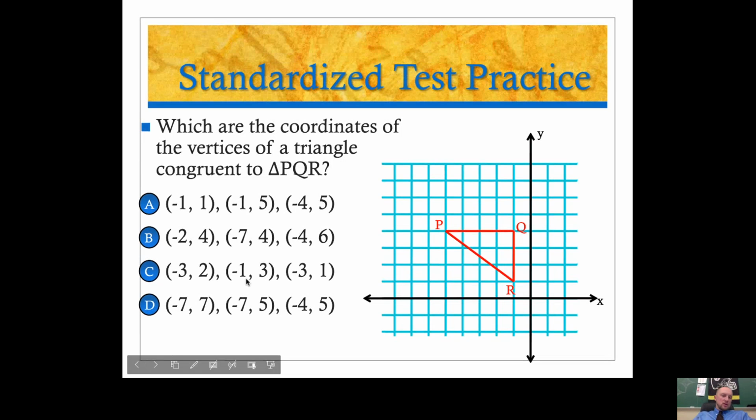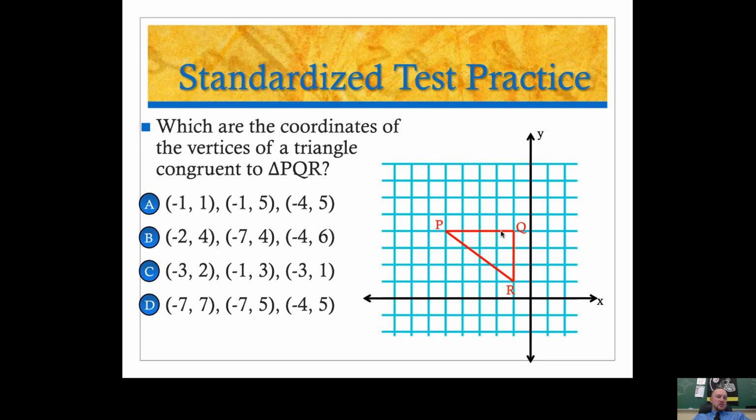This is part 2 of our section 4.4. It's on side, side, side. Which are the coordinates of the vertices of a triangle congruent to triangle PQR? So the first thing you have to do is figure out how long these sides are on triangle PQR.